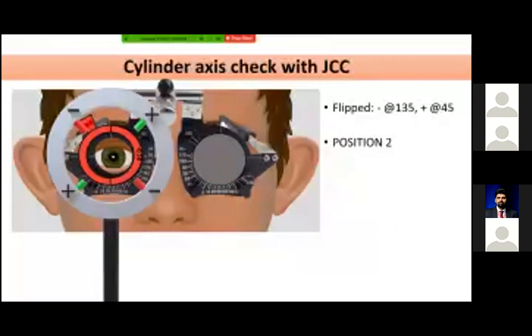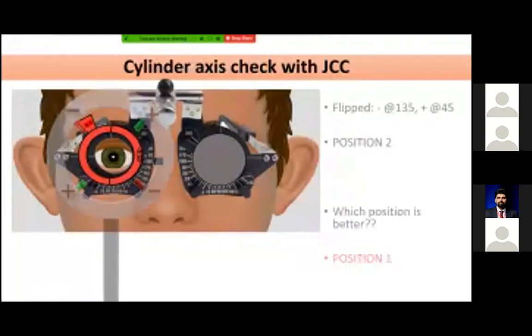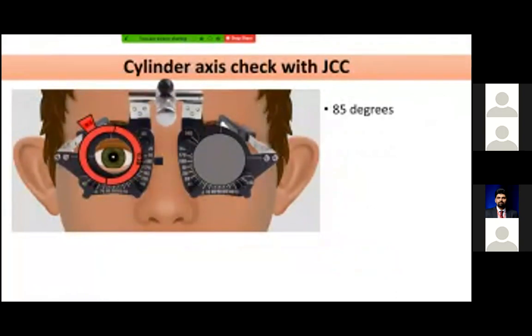Now we ask the patient, which is better, position 1 or position 2? In our example, suppose the patient says position 1 is better. That means that position 1 was where the minus was at 45 degrees and we have a minus cylinder. That means we have to move this minus cylinder closer to 45 degrees, and we do that in small steps. So we move this cylinder prescription from 90 degrees to 85 degrees, and we redo the thing.